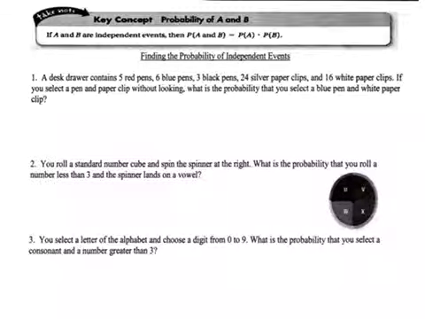Probability of A and B. If A and B are independent events, then the probability of A and B, the A and B events occurring, is the probability of A times the probability of B. You will more frequently see this written instead of written out like this. You will probably see it written like this. Probability of A and the probability of B.